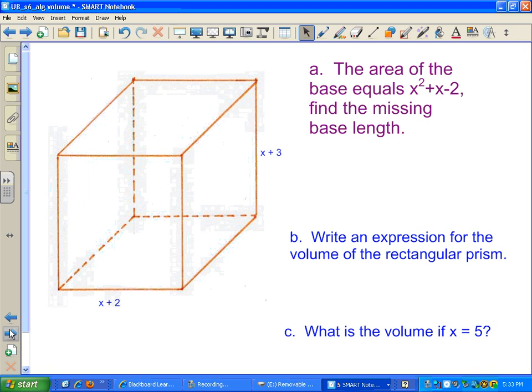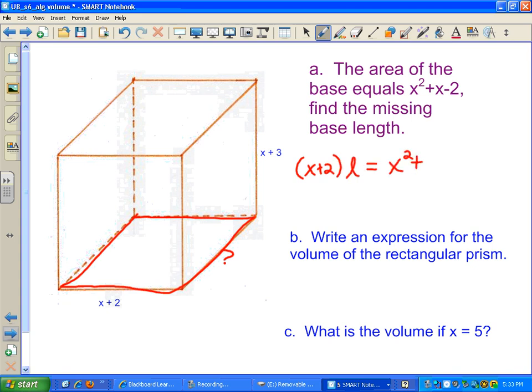All right, welcome back. So the area of the base, so we're talking about this base down here, is x squared plus x minus 2. And I have to find that missing length. So I know, since it's a rectangle, the area of the base is length times width. So I'm going to go ahead and take x plus 2 times the length is equal to x squared plus x minus 2. So if I want to solve for the length, I'm going to divide by x plus 2. So the length is equal to x squared plus x minus 2 all over x plus 2.